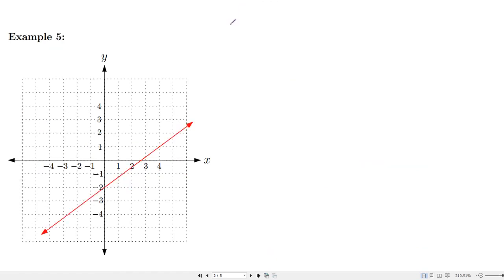Well, what about this graph here? In this one, let's first start off by finding the y-intercept, where it hits the y-axis. The y-intercept, which again we'll use b, is -2, where this line hits the y-axis is -2, and the slope, which we'll use the letter m, is the rise over the run.